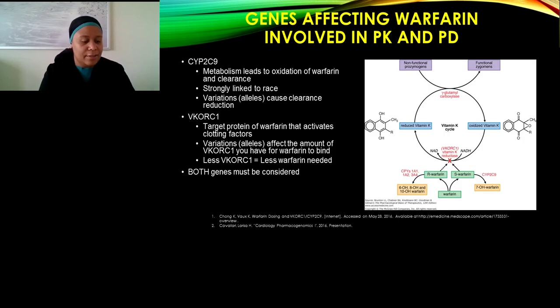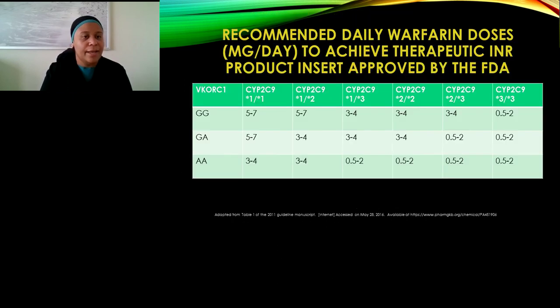Warfarin is key because there are two components to be looked at. So it's CYP2C9 and the VKORC1. When you're looking at warfarin, both these genes have to be looked at together in order to come up with dosing guidance. And the FDA has the recommended daily warfarin dose based on the VKORC1 and the patient's CYP2C9 genetic results. And here's an example.